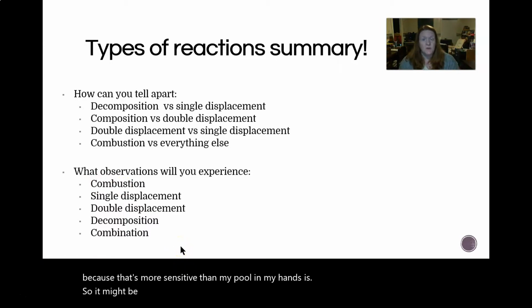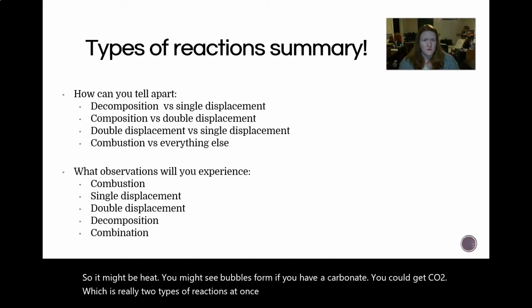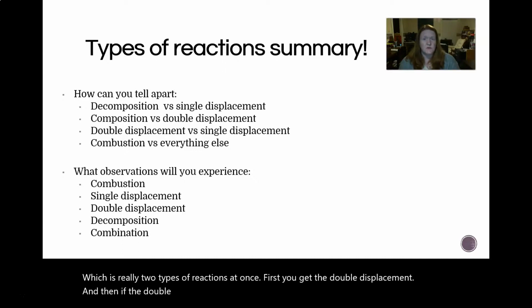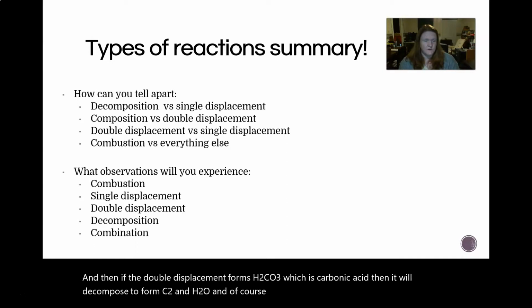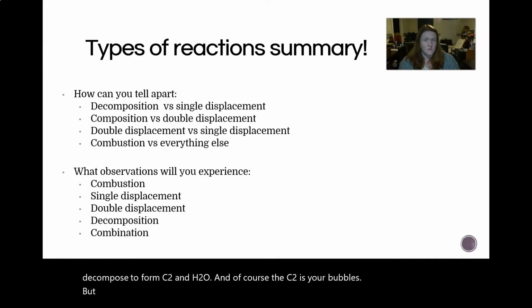You might see bubbles form if you have a carbonate. You could get CO2, which is really two types of reactions at once. First, you get the double displacement. And then if the double displacement forms H2CO3, which is carbonic acid, then it will decompose to form CO2 and H2O. And of course, the CO2 is your bubbles. But initially, it will look like the double displacement produces bubbles. So that's what you're going to see.